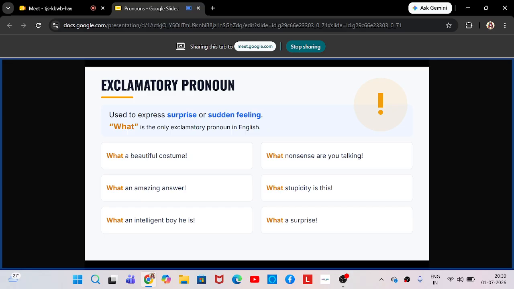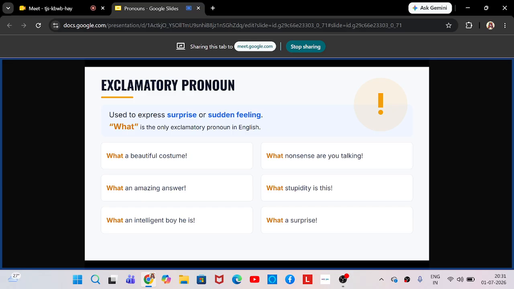Okay, so the sentences are like this. The word is what. What a beautiful costume. What an amazing answer. What an intelligent boy he is. What nonsense are you talking? What stupidity is this? What a surprise. So you can see that my tone changes from sentence to sentence. What is the only exclamatory pronoun?